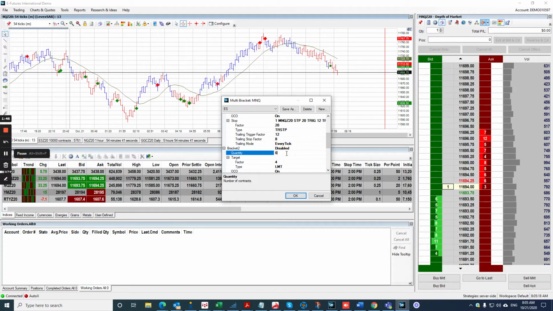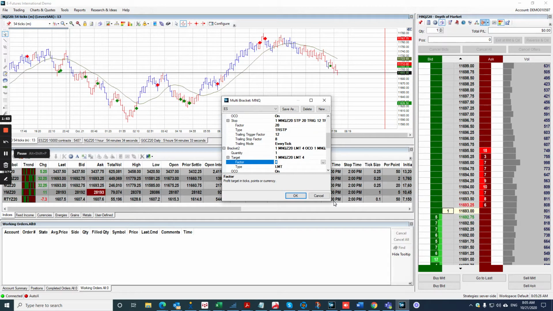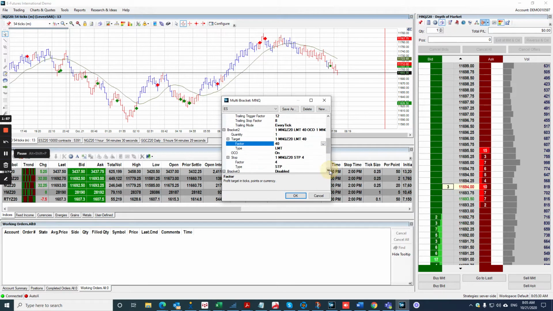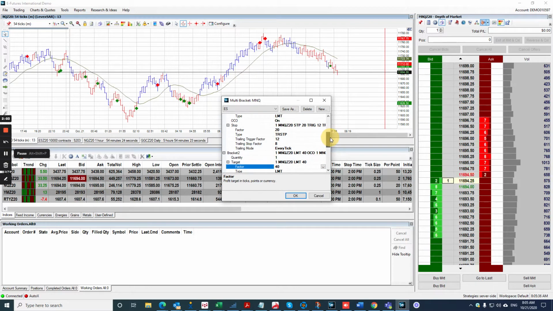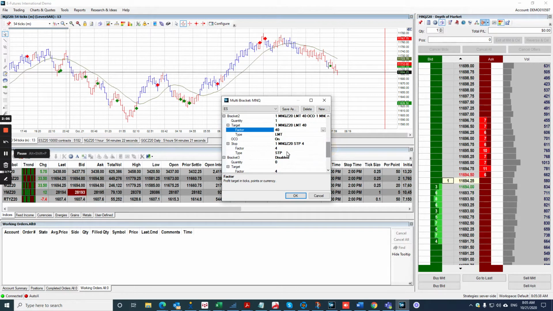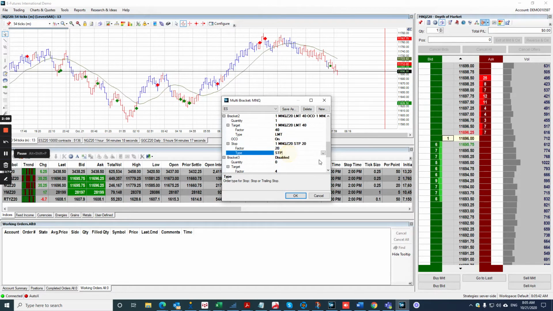The second contract, or the second unit of my trade, will also be a multiplier of 1. The limit is going to be higher. On this one, I want to get 10 points, which is 40 ticks. It will be a limit, even though I can actually make it market if touched if I wanted to. The stop on this one is also going to be a 20 tick stop, like the first. Okay, and it will be a trailing stop.